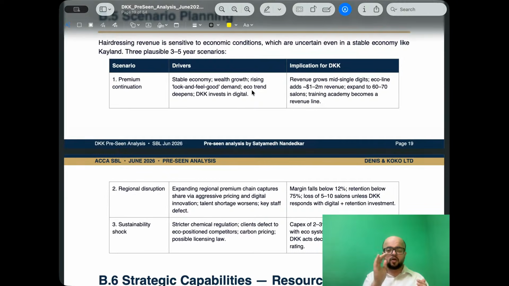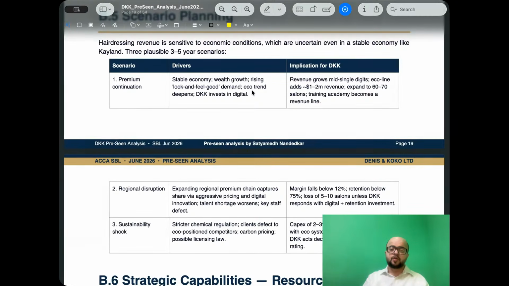Ecoline adds $1 to $2 million in revenue. These are just numbers, okay? These are numbers from my end. Actual amounts might differ. But the thing is that if the premium business continues, then the company will benefit from that because the thought process of customers is the same. The economy is stable, so they don't mind spending.